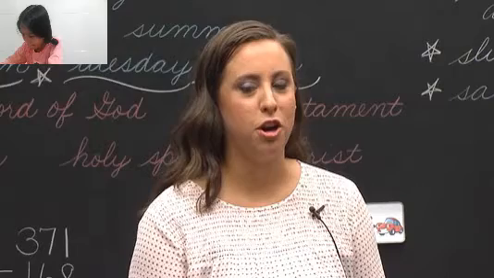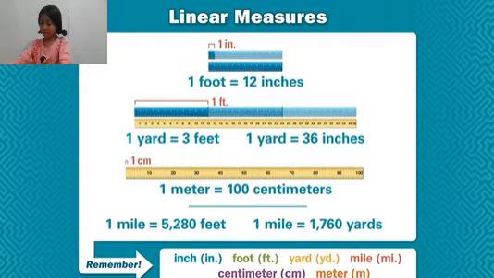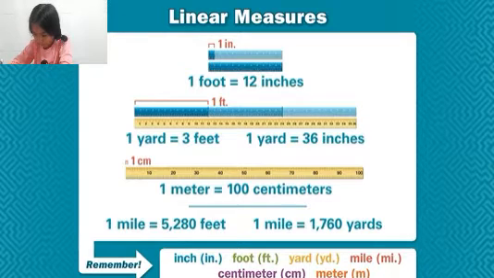Let's take a look at this chart. On this chart, you see the different linear measures of length. So the first sentence at the top, 1 foot equals 12 inches. Let's say that together. Begin. 1 foot equals 12 inches. There you see an inch. So an inch is a small space. A foot would be a lot larger.